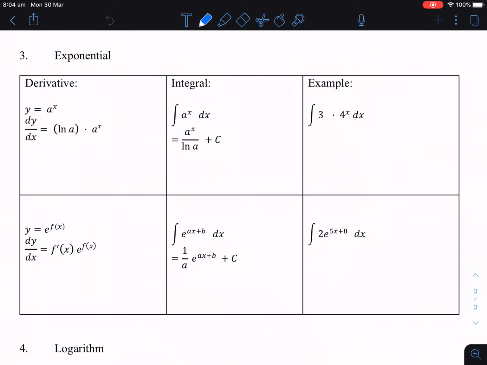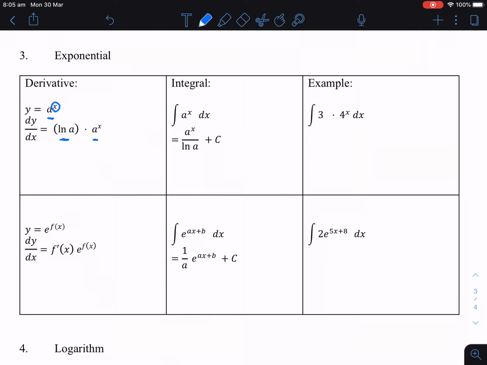In this video, we want to have a look at the integral of exponential functions, so something where the power is x. And first one we'll look at the derivative first, and remember about the derivative of a to the power of x was the natural log of a times a to the power of x.